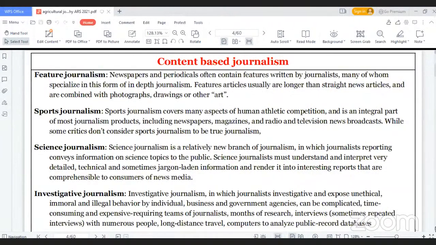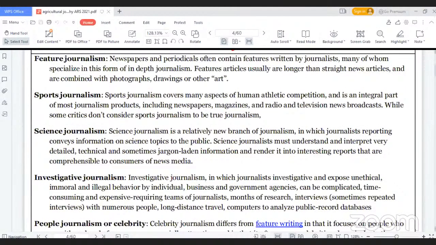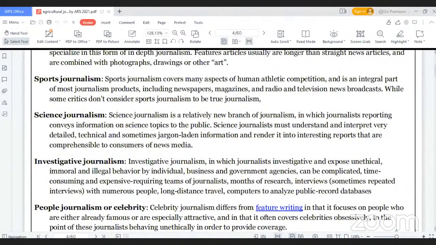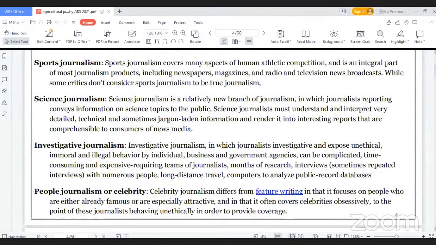Then science journalism, a new branch of journalism. Generally they cover science-related activities. Suppose, like COVID-19, one can explain about COVID-19, for example, that a few days back mRNA vaccines were developed by India. You can learn about all types of vaccines regarding COVID-19. Or for example, agriculture scientists develop new varieties, new techniques or new farm machinery. That may cover their scientific parts. They may cover science journalism. Then investigative journalism, in which the journalist investigates and exposes unethical, immoral, or illegal behavior of some persons, for example Vijay Mallya, or any wrong thing that happens. That is called investigative journalism, for investigation purposes.